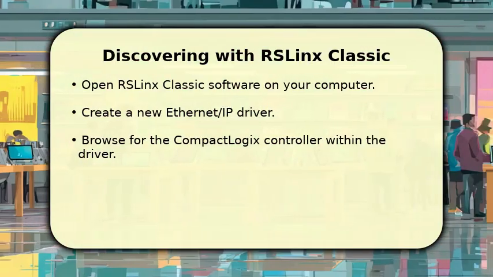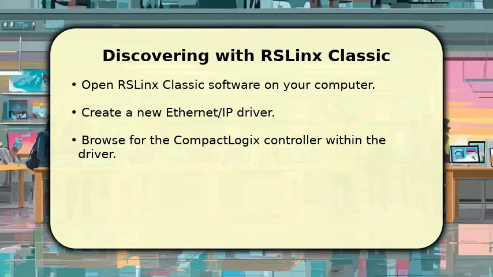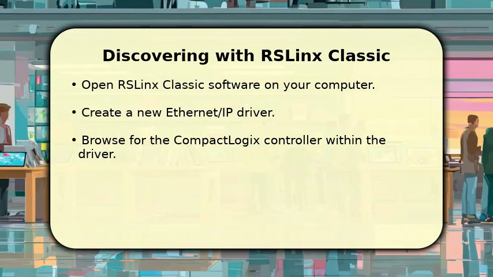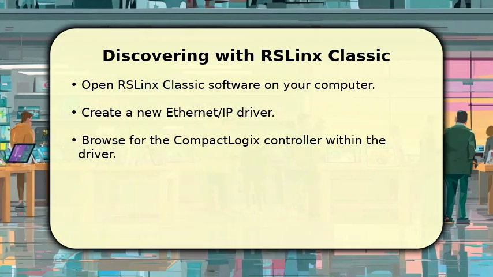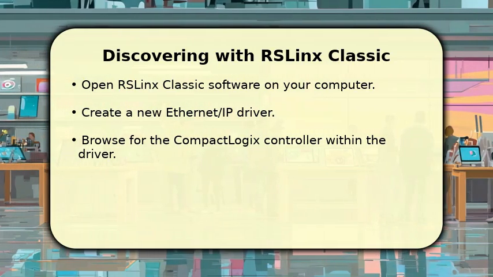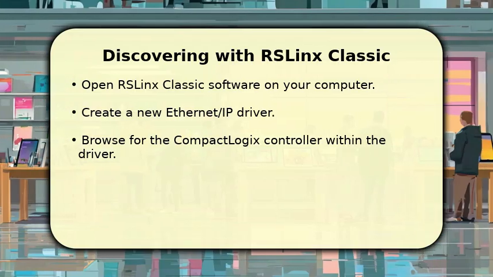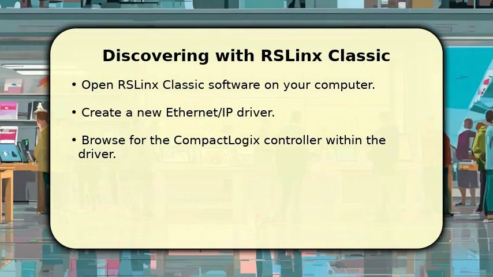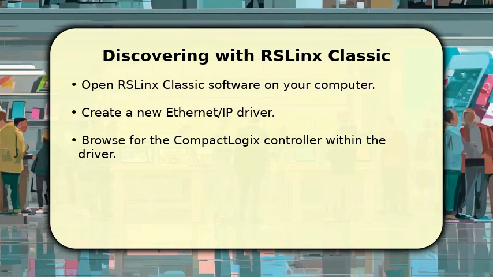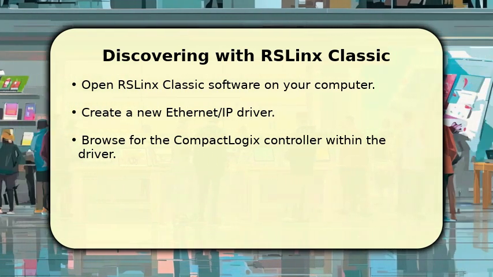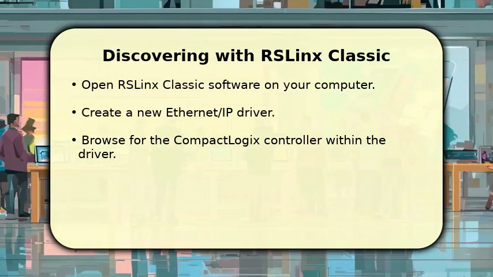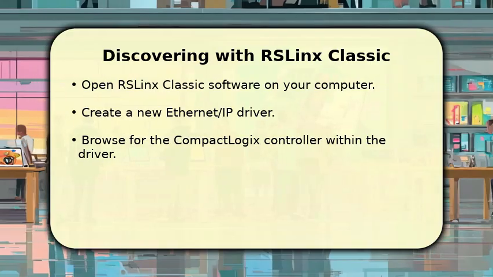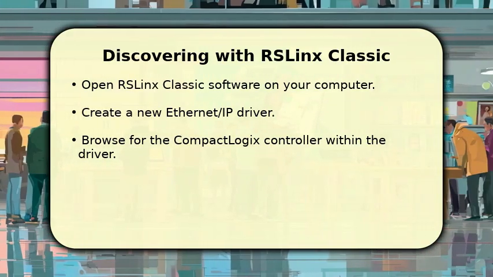With your IP address configured, open RSLinx Classic software. Within RSLinx, create a new Ethernet/IP driver. This driver acts as the communication bridge. Once the driver is active, you can browse for your CompactLogix controller. You should see it appear in the RSLinx browser tree. This successful discovery confirms that your physical connection and IP settings are correct, allowing the software to recognize and communicate with the controller, a vital step before programming.